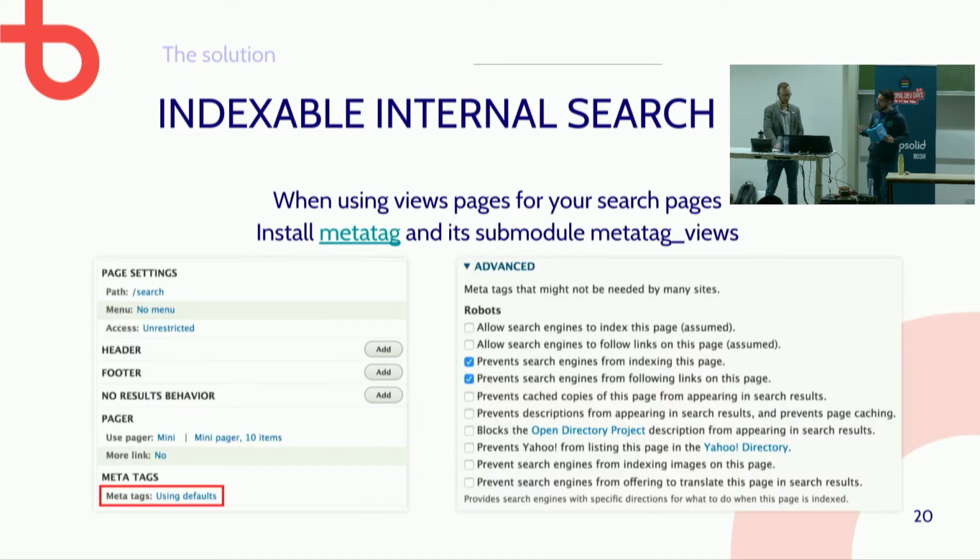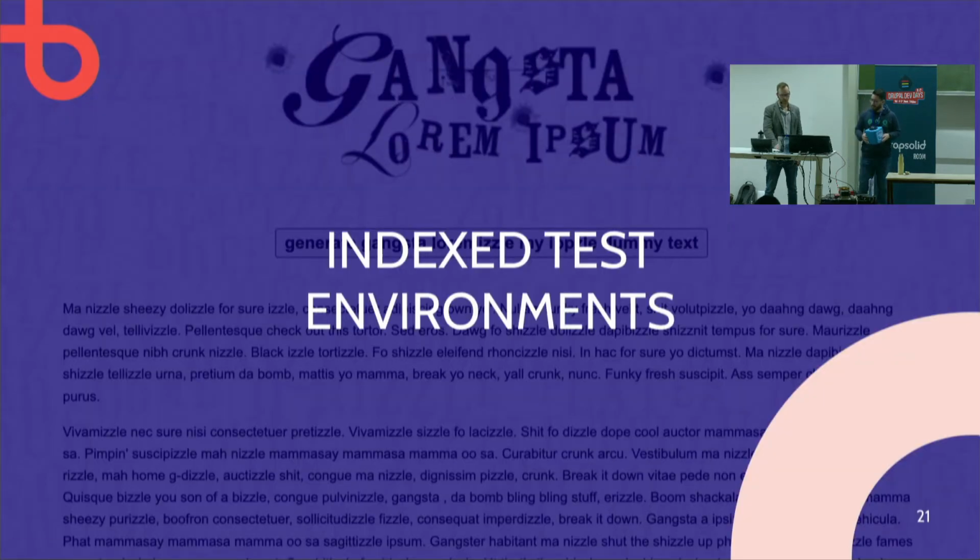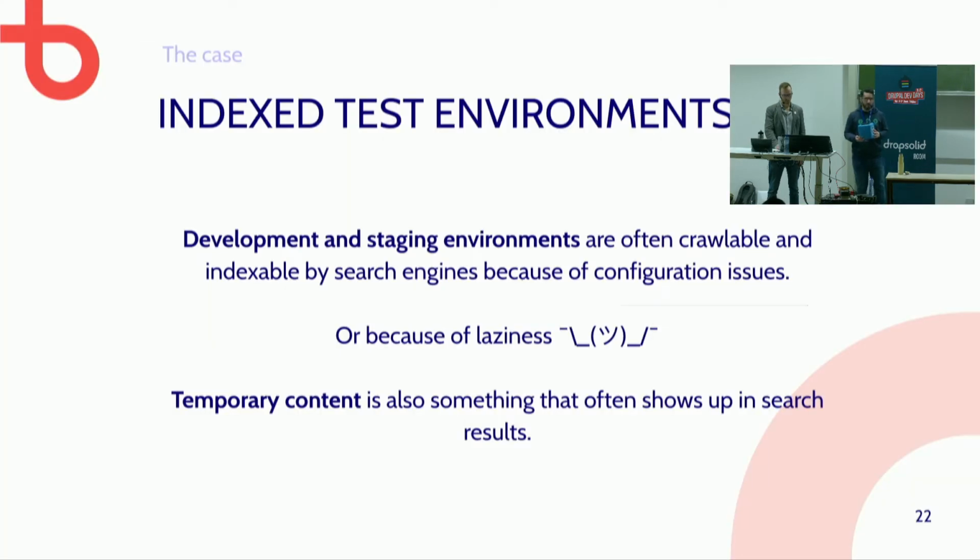If you didn't listen to the previous steps and you still use a view page, Metatag Views also exists, and then you can do the same in views, just a little bit more work. Probably requires a config export, and yeah, a little bit more work, but it works as well. Yes, and this will make sure your search result pages are not indexed by Google, so Google is a happy camper.